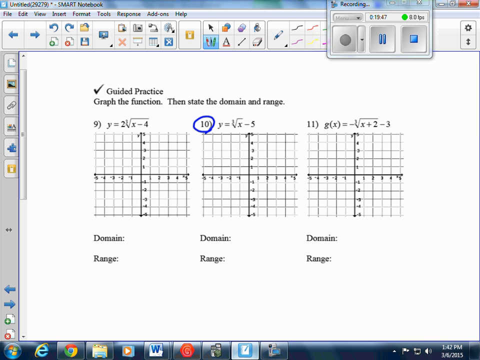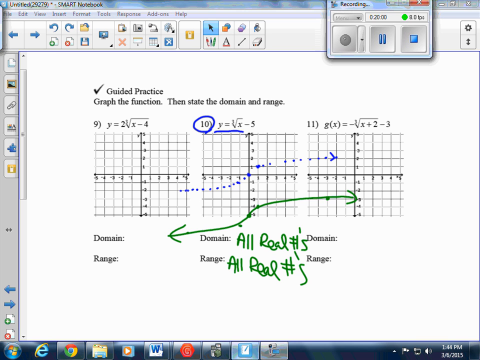So let's look at number 10 and do that one, and we'll see that this one has only a vertical shift. So go ahead and pause the video, and you can hit play when you are ready. All right, so if we look at the graph of number 10, again, this one we're just shifting it down 5 units. So that's going to tell us that we're going to graph the blue part with the dotted line, the part that I have underlined, and then it's just going to be shifted down 5 units. And again, this has a domain and a range of all real numbers.